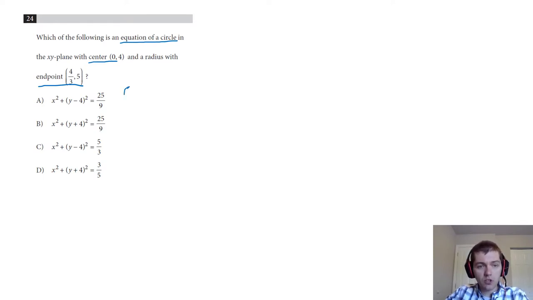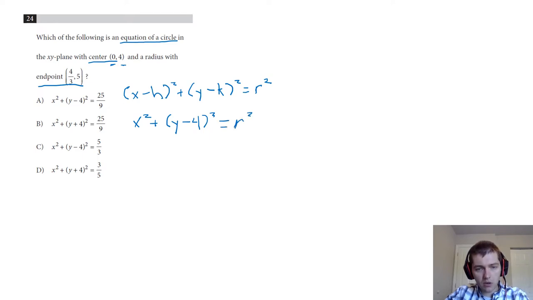You have to know the general form of the equation of a circle is (x minus h) squared plus (y minus k) squared is equal to r squared, where h is the x center point, k is the y center point, and r is the radius. So at this point, you can plug in for h and k. h is just 0, so you'll have x squared plus (y minus 4) squared is equal to r squared.